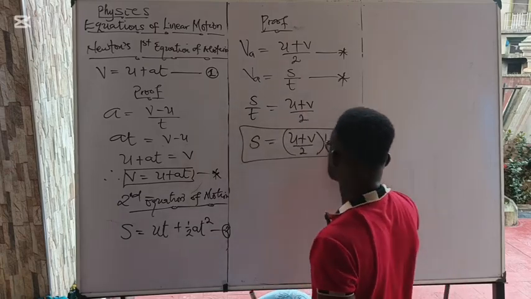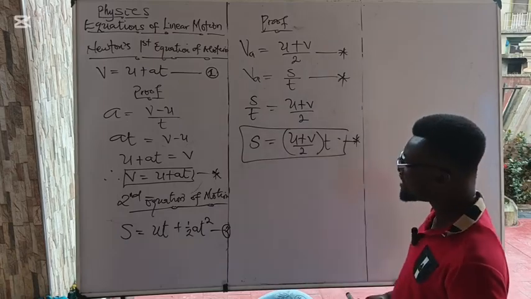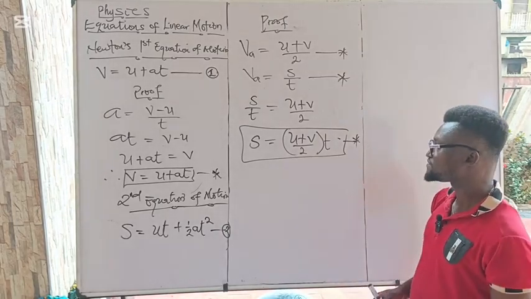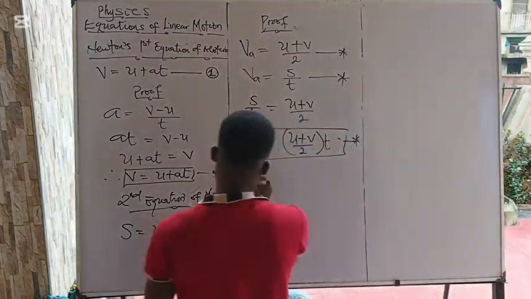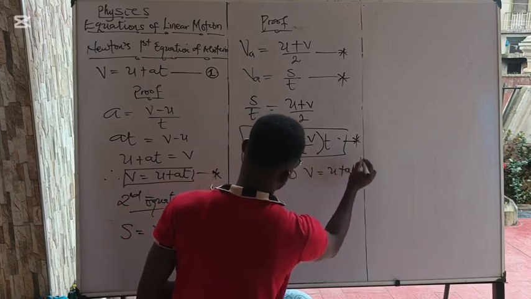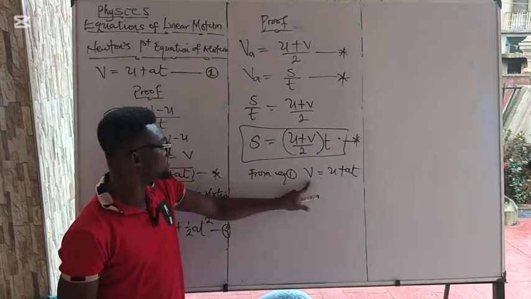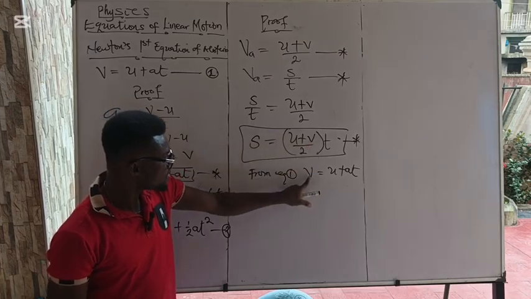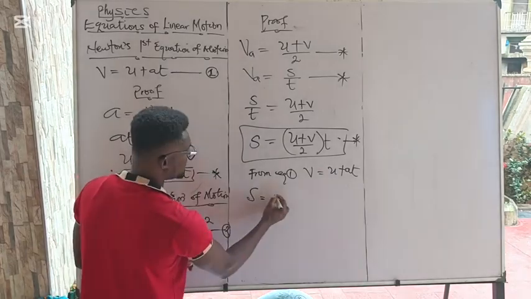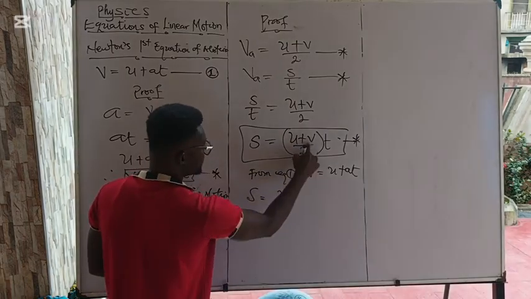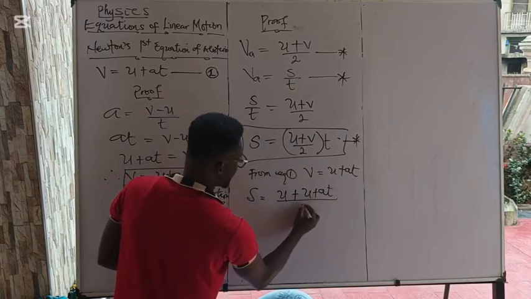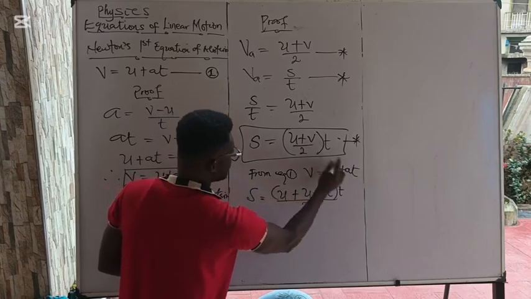So with this, you can now prove S equal to ut plus half at squared. Then from equation 1, we have V equal to U plus AT. Now substitute this V in this equation. If V is equal to U plus AT, substitute it here. You are going to have S equal to U plus V, where V is U plus AT, then all divided by 2, then times T.